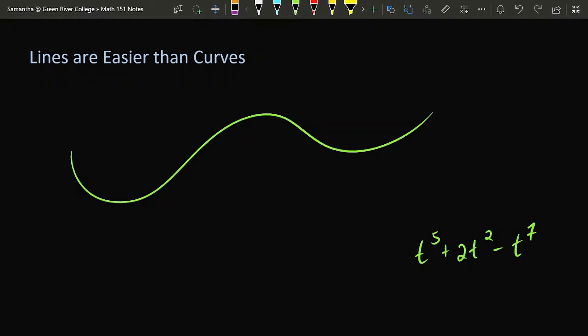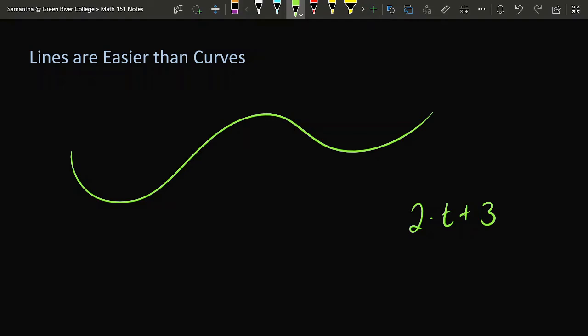Working with these kinds of polynomials or trig equations is so much harder than working with something that's linear, like 2 times t plus 3. Linear equations were so much easier to graph and to solve and evaluate than any other equation that we encountered in our work.